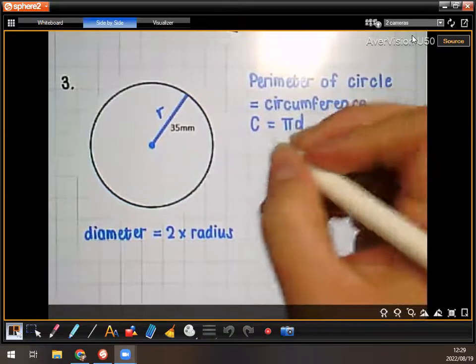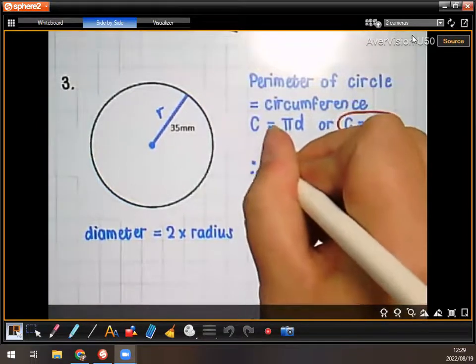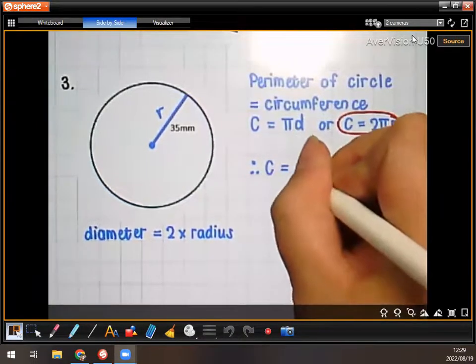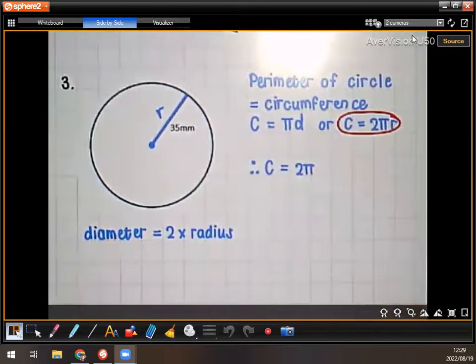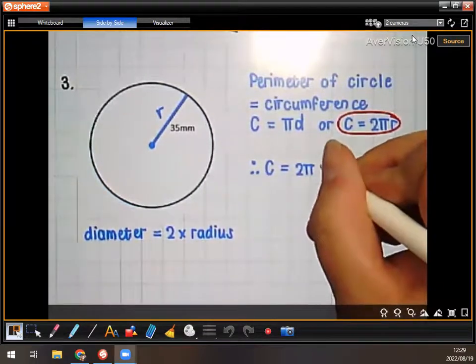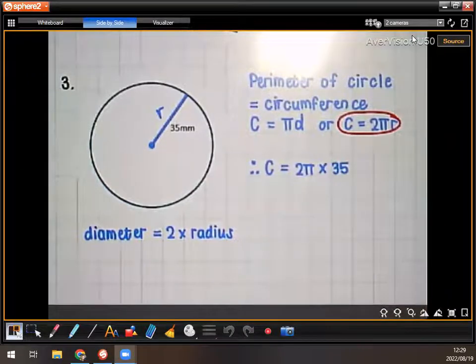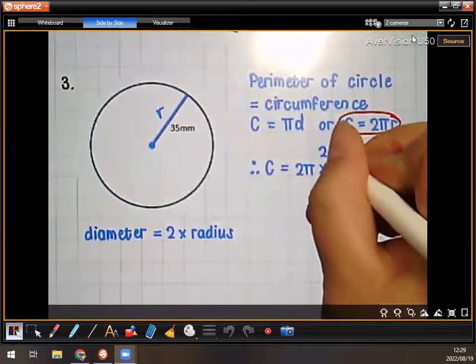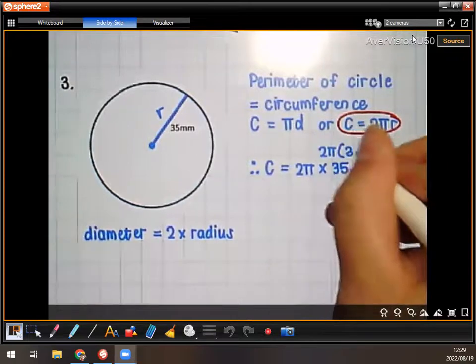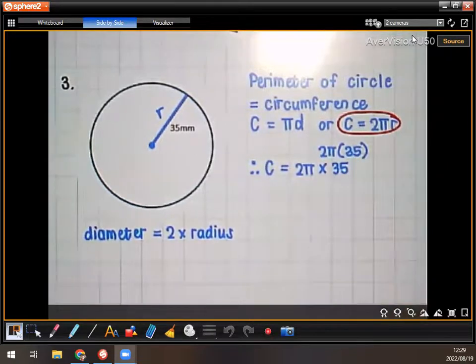So we're going to say the circumference is 2 pi. You can write it just like that. And then you can either write times 35 or you can put 35 in brackets. You can write it like this as well: 2 pi and then 35 in brackets. It's up to you.